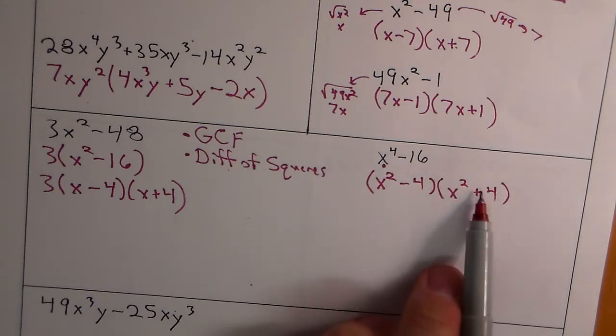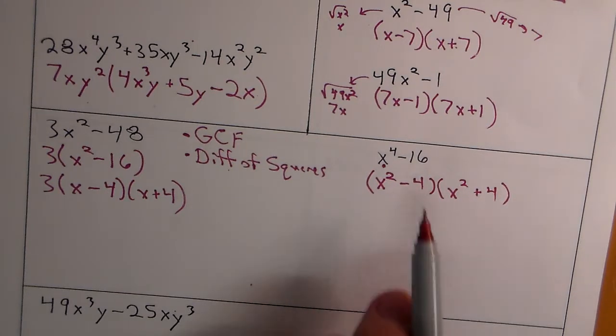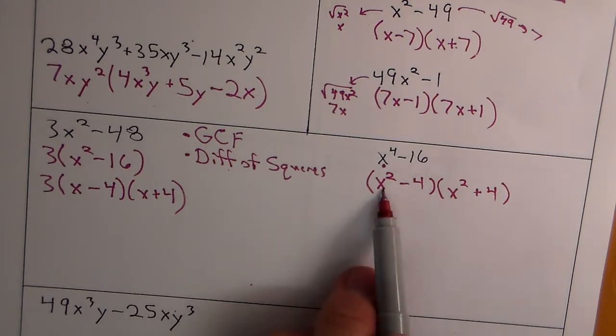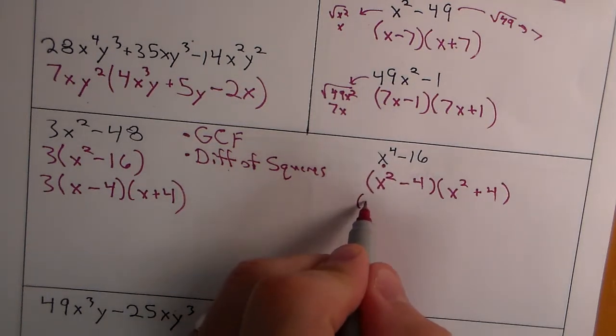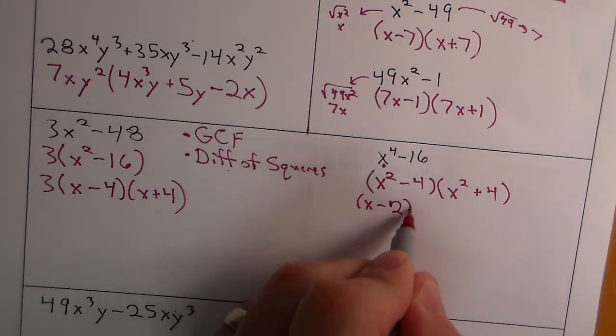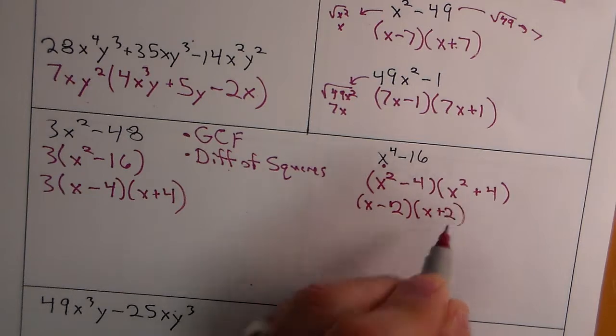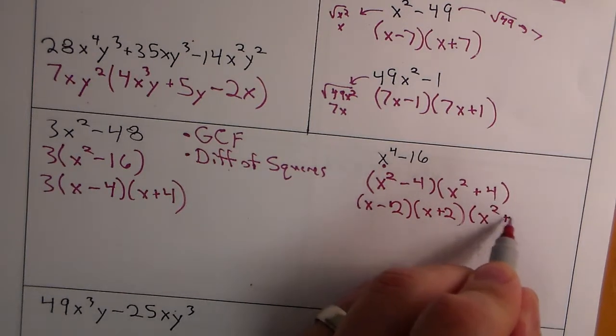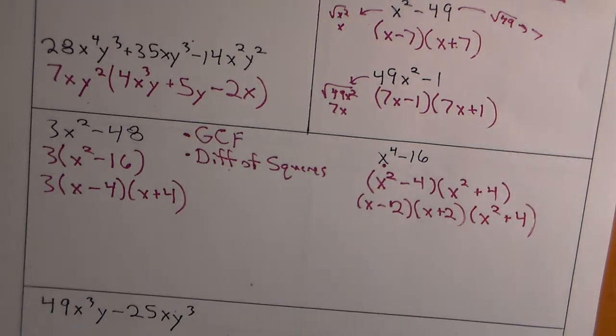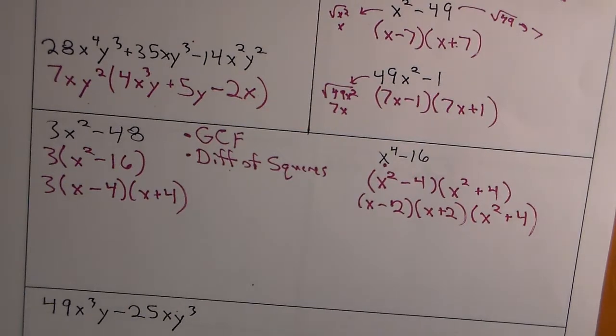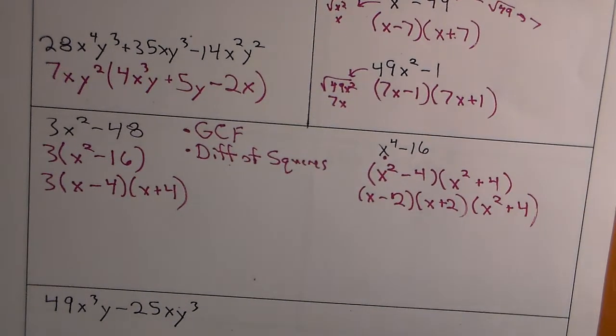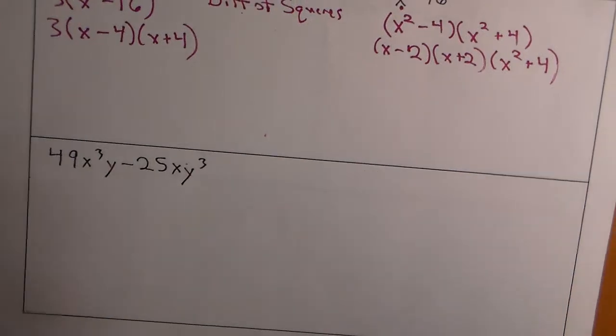Well, that is not difference of squares, but this is. So I can actually keep going with this one. x squared and 4 become x minus 2, x plus 2, with x squared plus 4 there. So I could actually repeat that process and do difference of squares multiple times. And in some cases, that would work. Now, come down to our last one on this page.